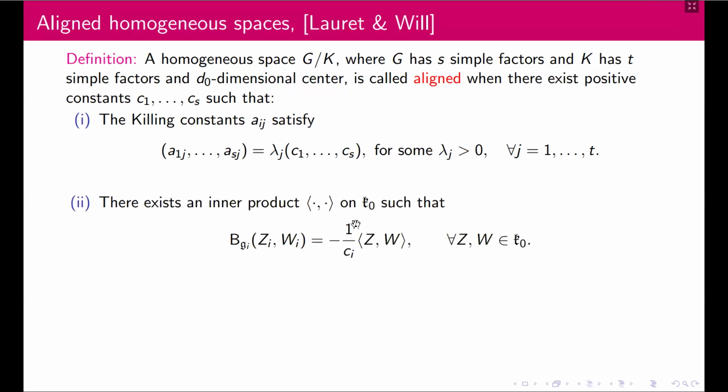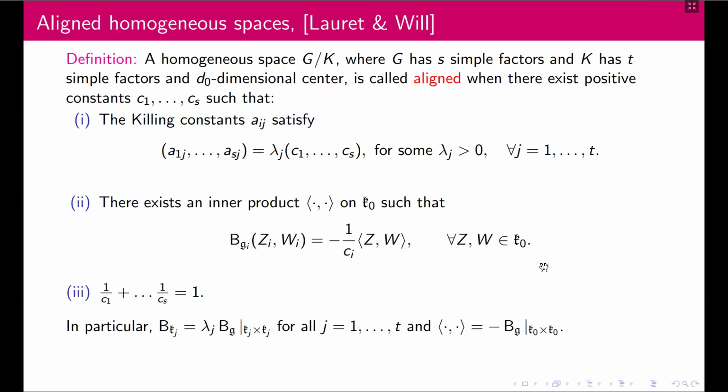Also, for the center of the Lie algebra K, we ask to have an inner product satisfying this equality. Here there are the aligned constants again. And the third condition is just a normalization with these constants to define them properly. So in particular, for these aligned homogeneous spaces, we have that the Killing form of the Lie subalgebra K_j is equal to lambda j multiplied by the Killing form of G restricted to K_j. And for the center, something similar occurs with this inner product.